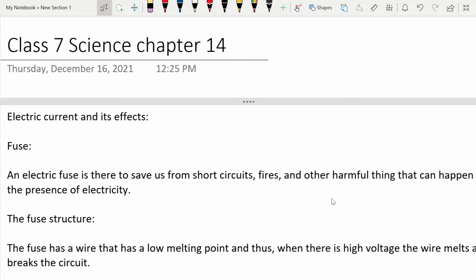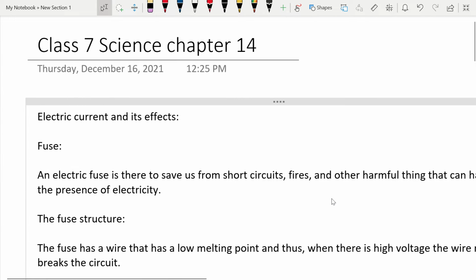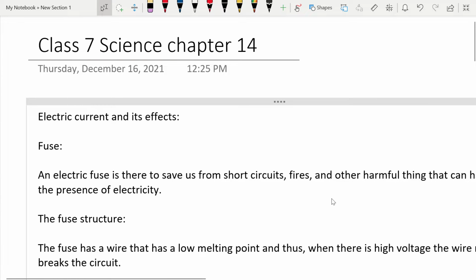In today's video, we're going to be exploring Class 7 Science Chapter 14, Electric Currents and its Effect. First, we're going to be talking about a fuse. Now, a fuse is there to save us from short circuits, fires, or other harmful things that can happen with the presence of electricity.